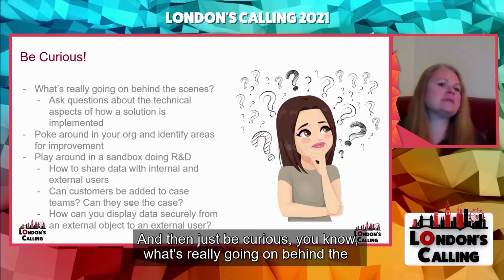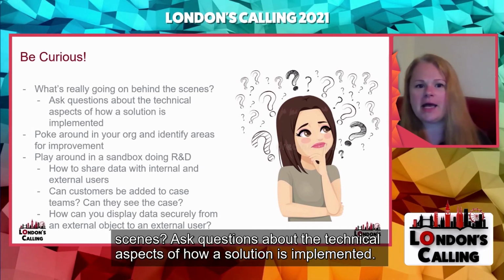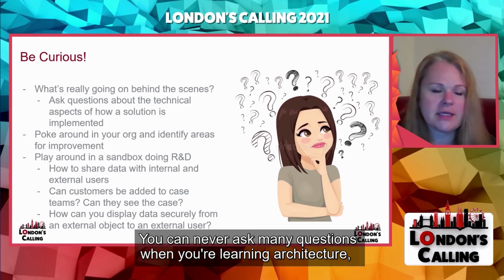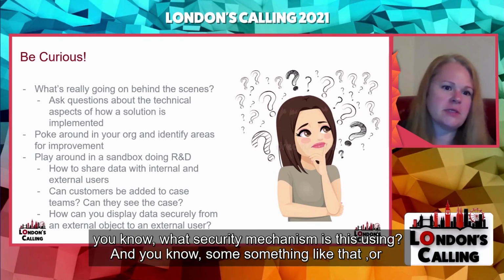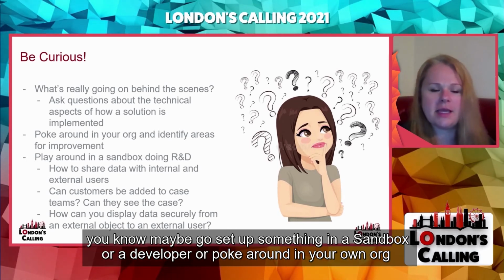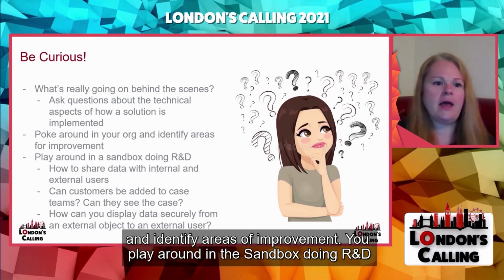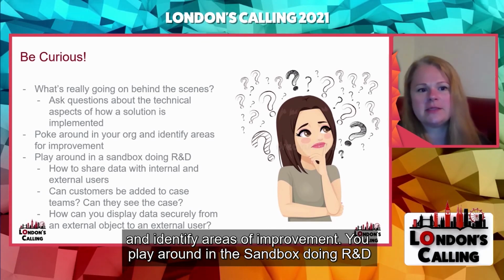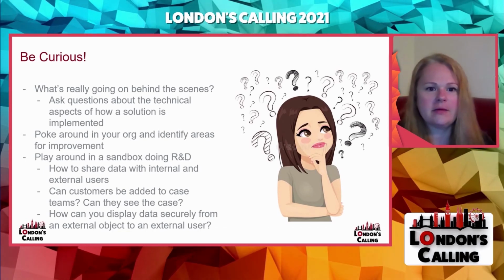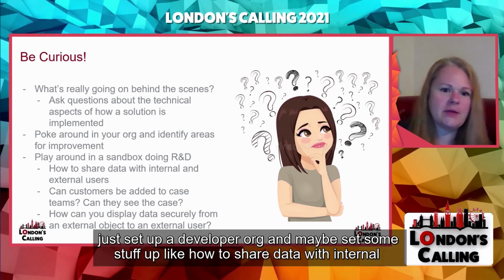And then just be curious about what's really going on behind the scenes. Ask questions about the technical aspects of how a solution is implemented. You can never ask too many questions when you're learning architecture. What security mechanism is this using, and something like that, or maybe go set up something in a sandbox or a developer org. Poke around in your own org and identify areas of improvement. Play around in the sandbox doing R&D. I wouldn't recommend that in your company orgs, but set up your own Trailhead, or just set up a developer org and maybe set up some stuff like how to share data with internal and external users.